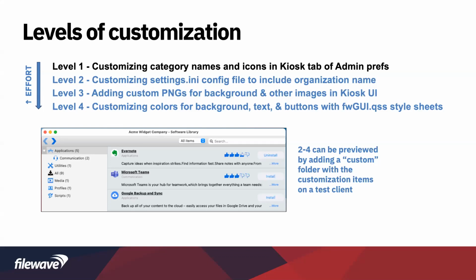And then a little bit higher than that, level 3 involves adding custom graphics, usually transparent PNG files, and that's going to replace a lot of the UI elements to your liking. Maybe you want colors to match the color scheme of your organization. And then level 4 involves modifying some style sheets to change the text color, background color, and buttons and things like that in the actual kiosk UI itself.